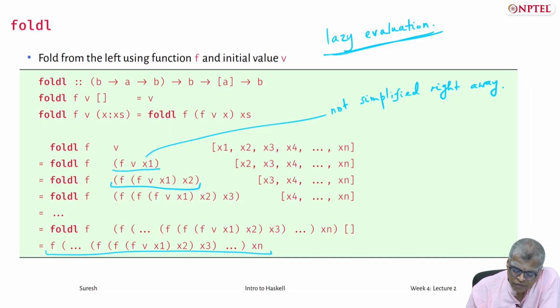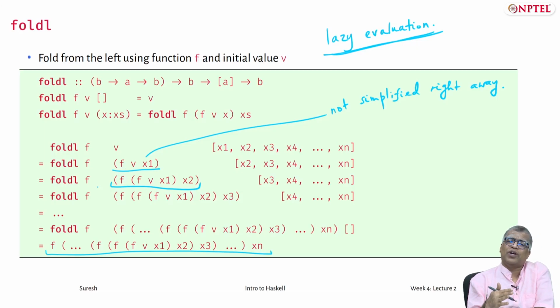I can just keep it as f v x1 and apply the definition of foldl. So I will just go ahead and apply. Only if I am forced to evaluate something in order to compute some result, only then will I compute it. Otherwise, I will not evaluate a particular expression. I will keep it around.